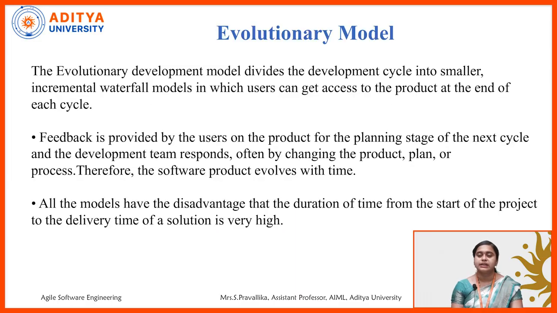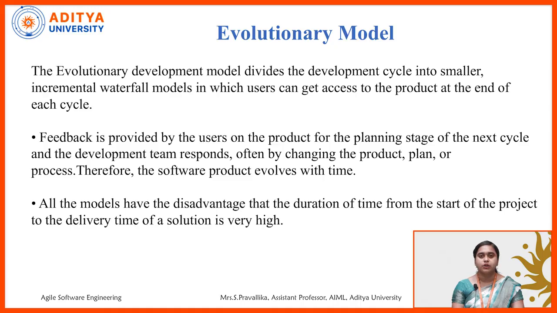So the next model is the evolutionary model. Let us see it in detail. The evolutionary development model divides the development cycle into smaller incremental waterfall models in which users can get access to the product at the end of each cycle. So what happens in this model is, it divides the development cycle into smaller incremental waterfall models. In the sense, we already know the waterfall model.